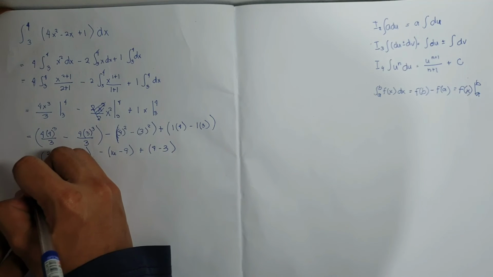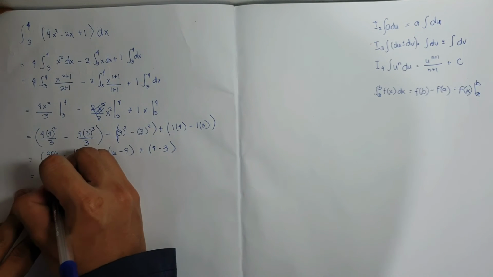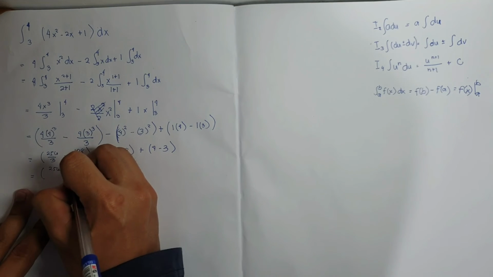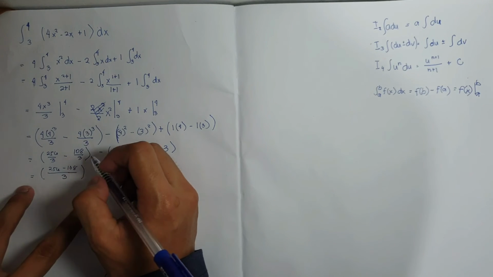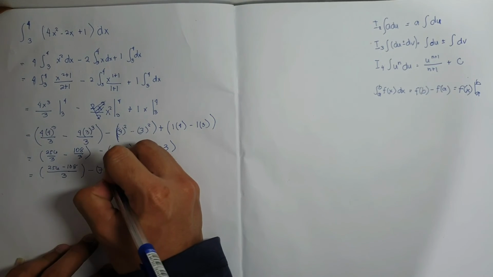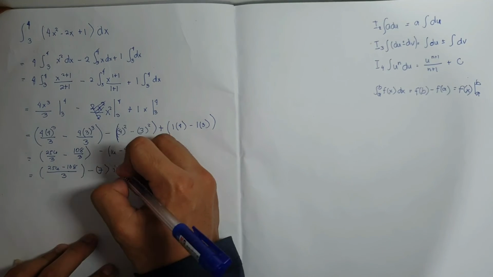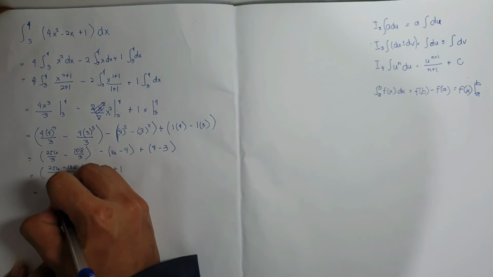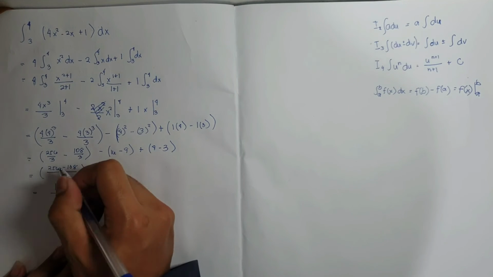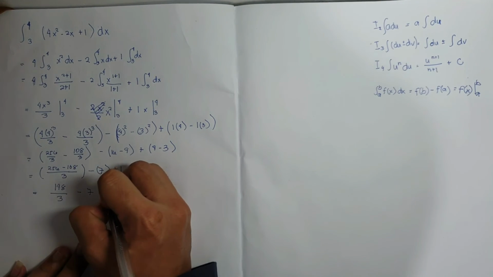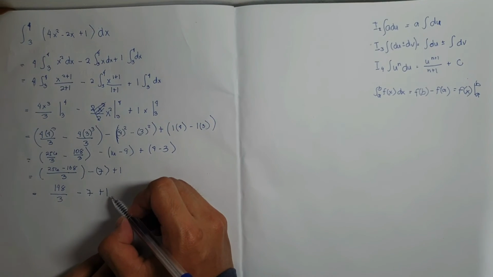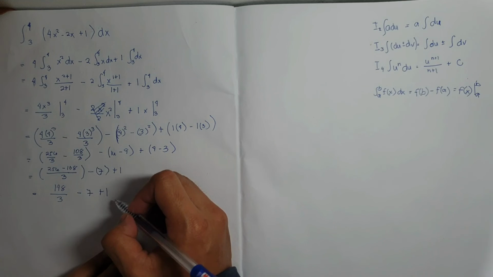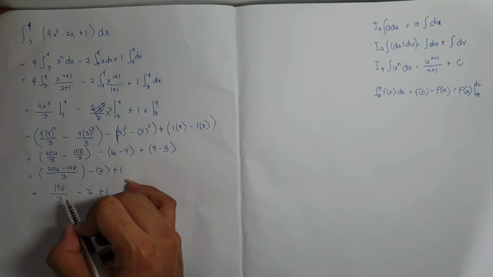Then 256 minus 108 over 3 minus 7 plus 1 equals 148 over 3 minus 7 plus 1. And now we're done simplifying the terms inside the parentheses. The only thing we're going to do is simplify these whole terms.